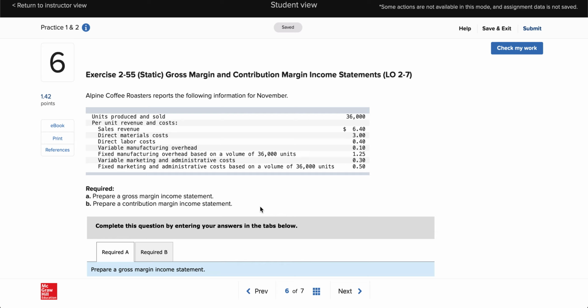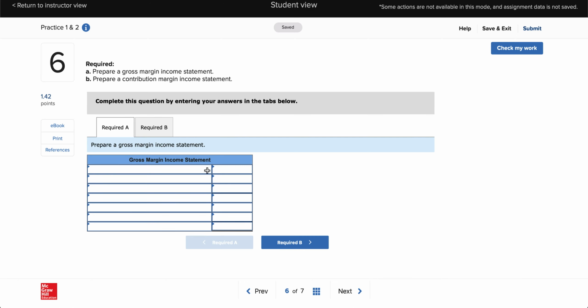Just to remind you, the gross margin income statement is the one that is required by GAAP. It's also the absorption costing income statement, where we're going to take a look at our sales minus our manufacturing cost, or the cost of goods sold. So sales minus cost of goods sold equals gross profit or gross margin, and then we subtract our operating cost to arrive at our operating profit. So that's the first thing that we're going to do here.